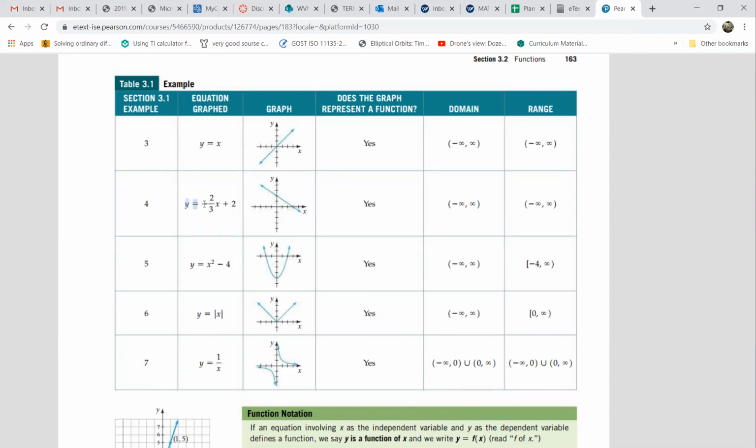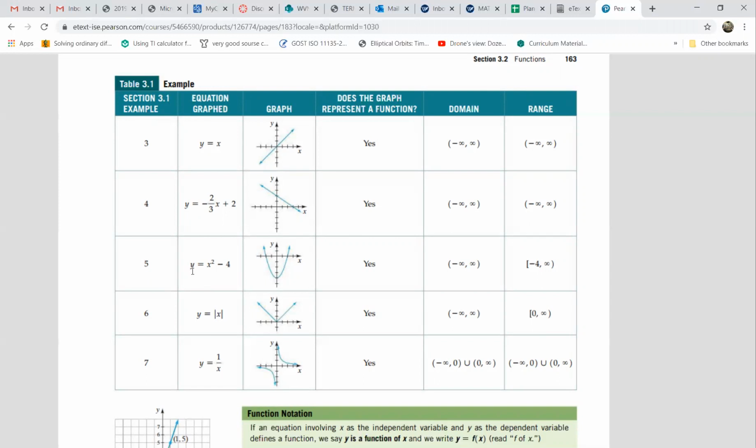Suppose you have another line. Since the slope is negative, you have a decreasing line. It passes vertical line test. It is a function. The domain of the function starts from negative infinity and it continues to positive infinity. So the symbol that we're using is parentheses negative infinity to positive infinity. Also for the range of the function, as you project this graph on y-axis, it starts from negative infinity and it continues to positive infinity.